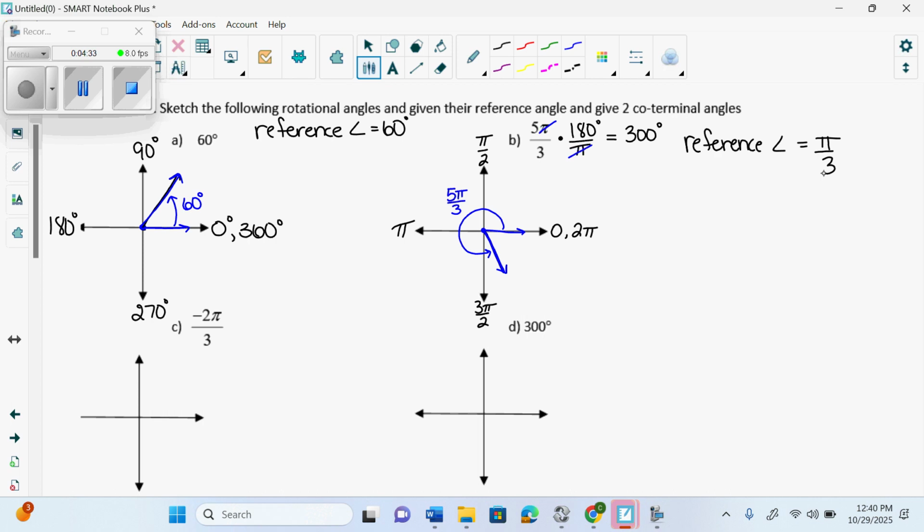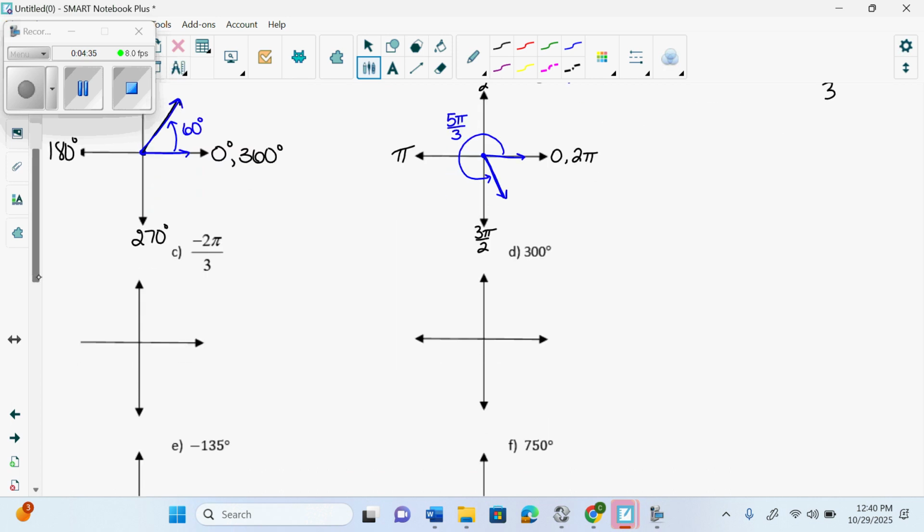All right. Then we go to here, negative 2 pi over 3. I can convert that if I want to as well. Multiply by 180 over pi. The pis cancel off. I get negative 120 degrees. Okay. The question was in radians, though, yes? So my axis needs to be in radians. So I'm going to go 0, negative pi over 2, negative pi, negative 3 pi over 2, negative 2 pi.